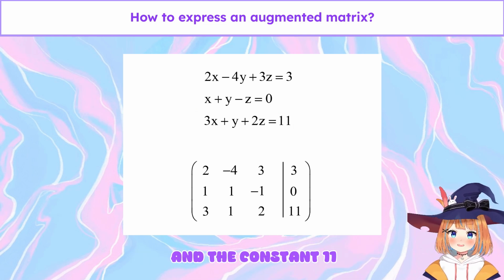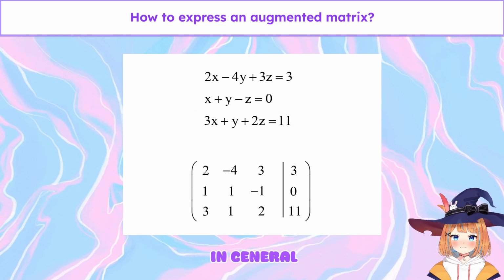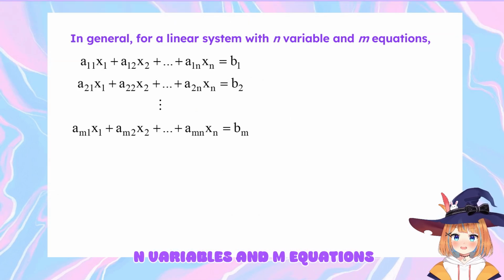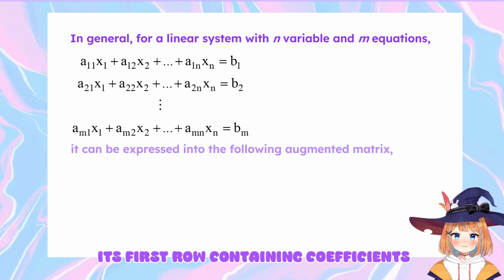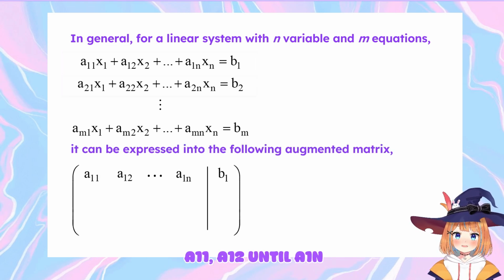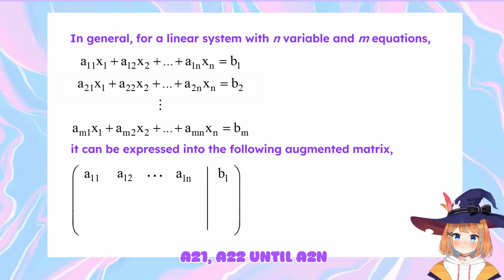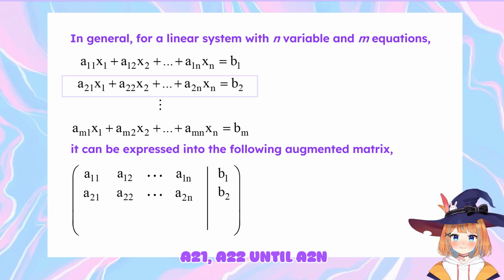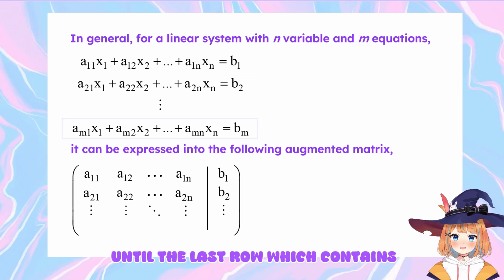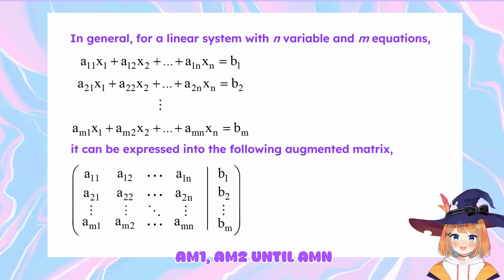and the constant 11. In general, for a linear system with n variables and m equations, the augmented matrix can be expressed with its first row containing coefficients a11, a12 until a1n, and constant b1. The second row contains a21, a22 until a2n, and constant b2. And so on and so forth until the last row, which contains am1, am2 until amn, and constant bm.